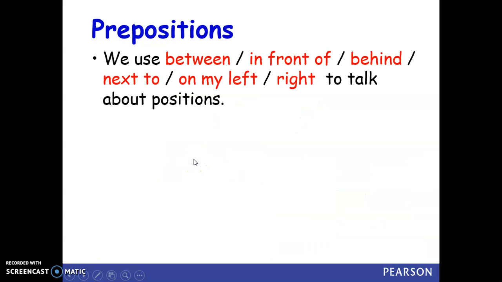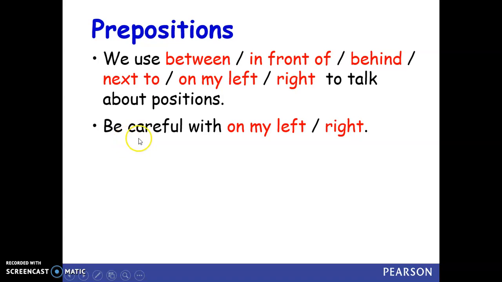All right, so these are a few of the words that we can use, the prepositions that we can use to talk about position. That is where you sit or where something is. So we can use between, in front of, behind, next to, and on my left and on my right to talk about positions. Be careful with on my left and on my right.